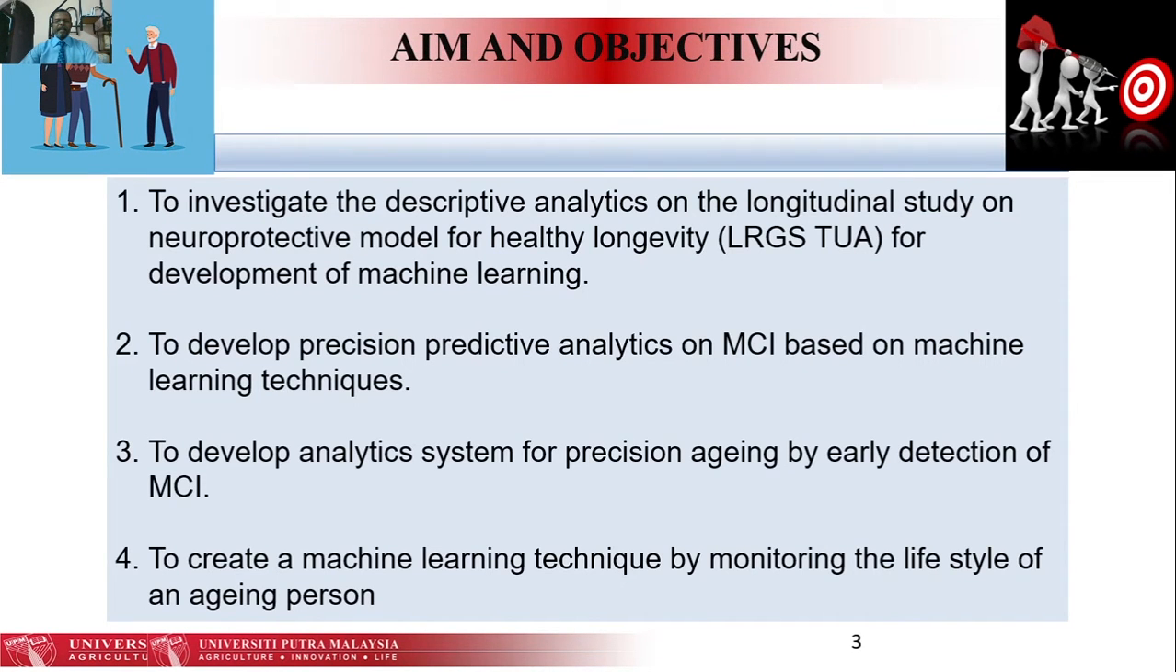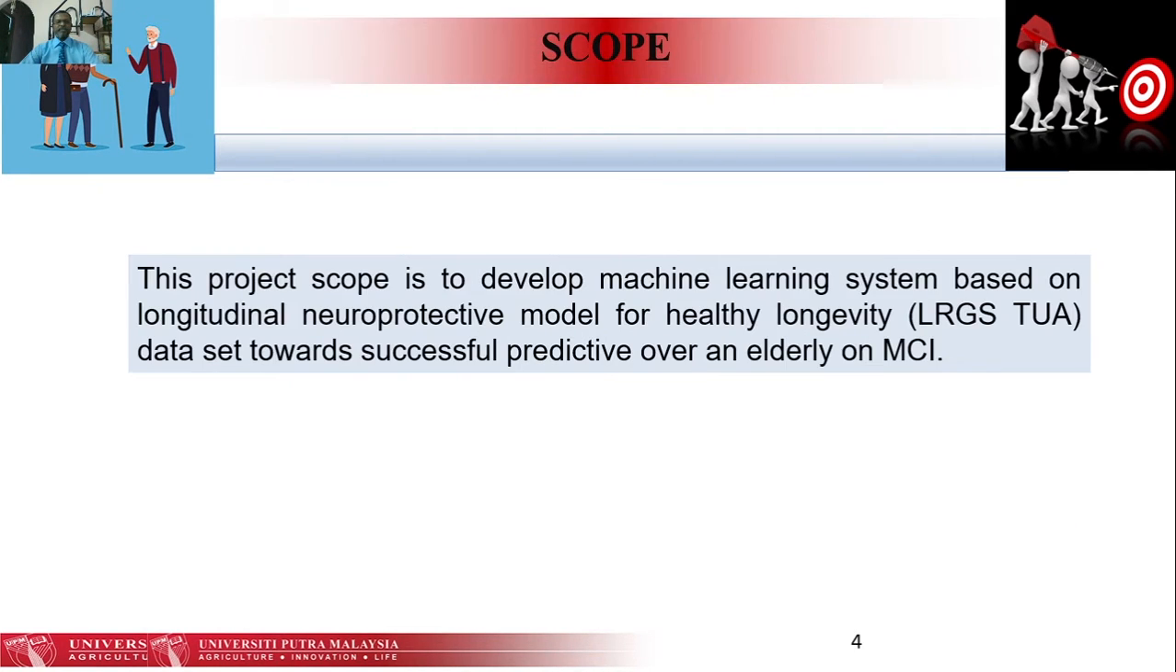When we look back again at the aim and objectives that were set earlier when we started to carry out the research and studies on this project: first, to investigate the descriptive analytics on the longitudinal study on neuroprotective model for healthy longevity, LRGS, for development of machine learning. Second, to develop precision prediction. Third, to develop an analytic system for precision aging by early detection of MCI and to create a machine learning technique by monitoring the lifestyle of an aging person.